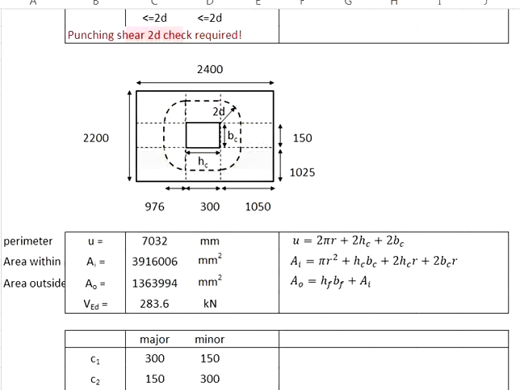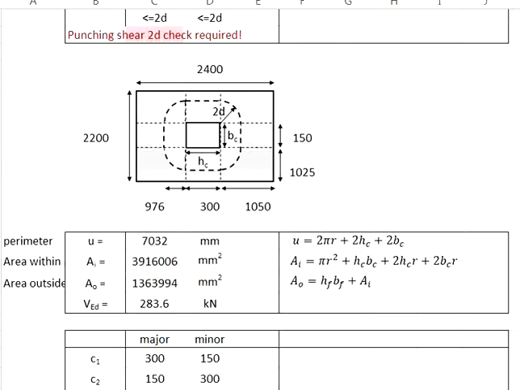Therefore, you will use the standard formula for the area of a circle, πr², and the r here will be equal to 2D. Sum up all the elements within, you get your internal area. Once you have the internal area, you take the total area of the pad footing, which is 2.2 meters times 2.4 meters, minus the internal area. Then you get the area outside of the perimeter.